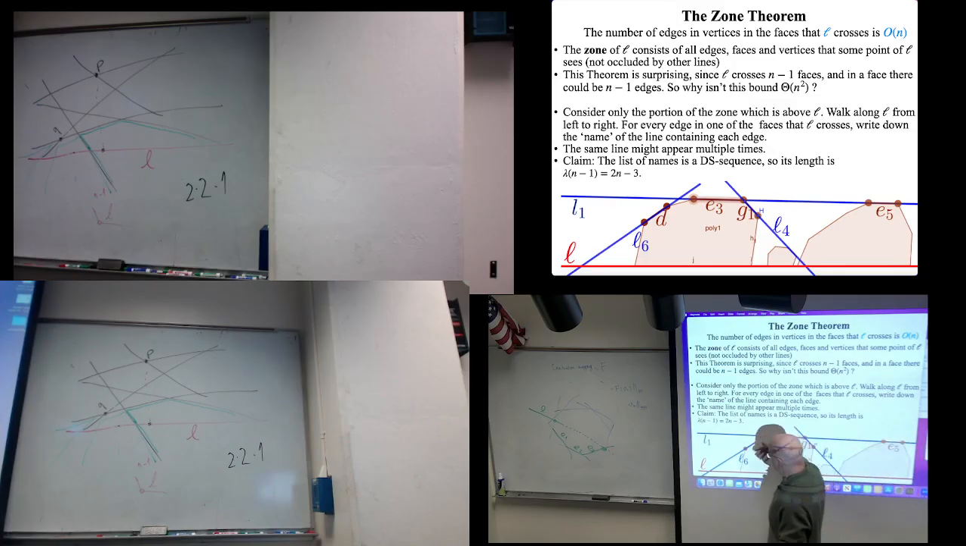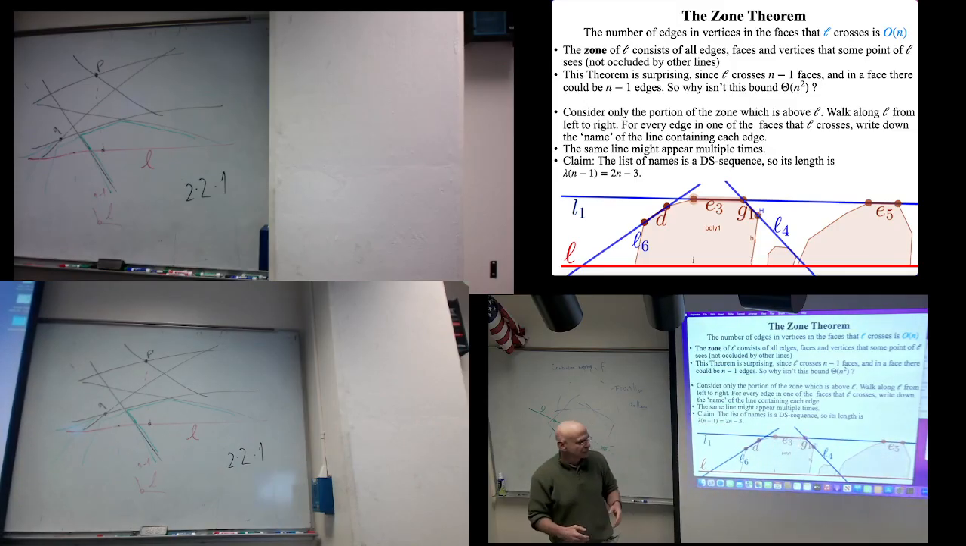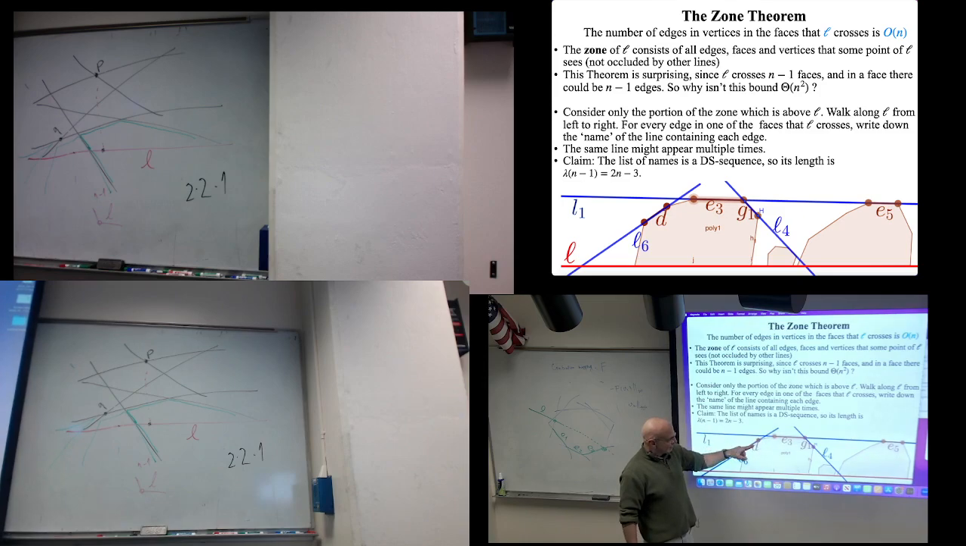Why, for every line in an arrangement of n minus 1 lines, does the zone have linear complexity? First attempt would say a line can contribute one edge to the zone. That's a very cool attempt. It's just absolutely wrong, because the same line can contribute several edges.